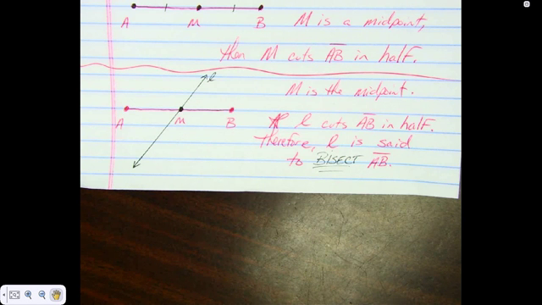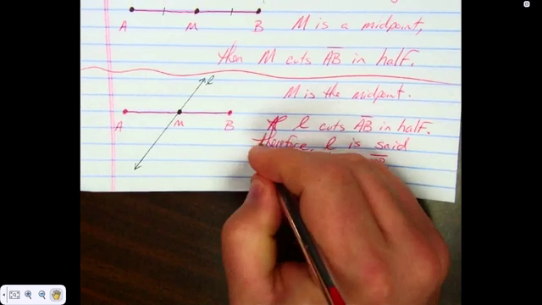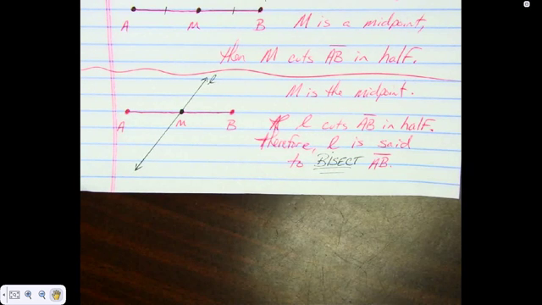Therefore, L cuts AB in half. Therefore, L is said to bisect AB. So whenever I say something bisects something, what am I saying it does to it? Cuts it in half and creates two equal parts, does it not? Whether it bisects an angle, a rectangle, or a side, when it bisects something, it cuts it in half.